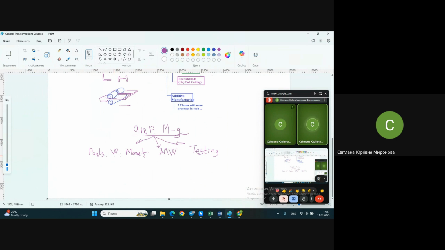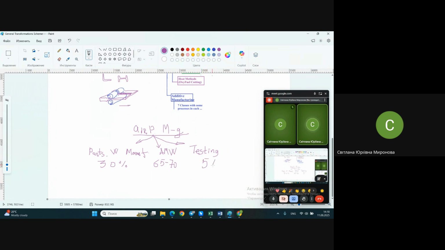Well, parts manufacturing group, assembly and mounting work, and testing. I already told you, here is around 30% of labor input. Labor input is not exactly the same, but approximately. Assembly and mounting work is around 65-70%. And the testing, considering all the possible variants of testing, 5%.